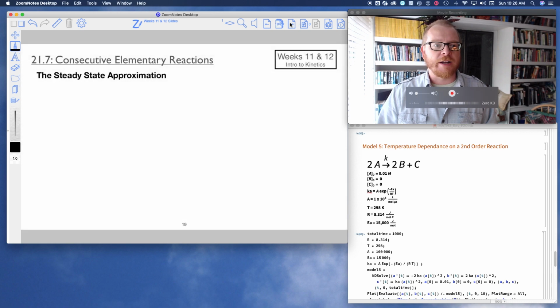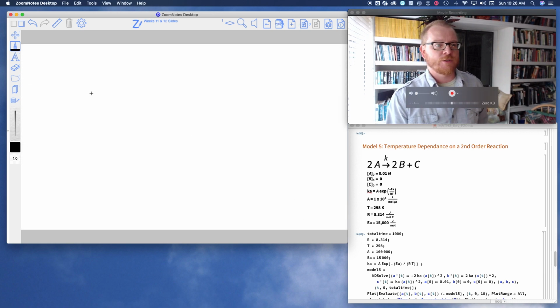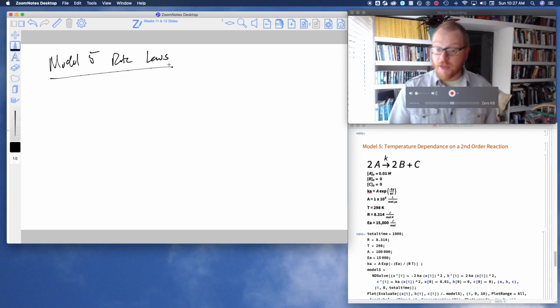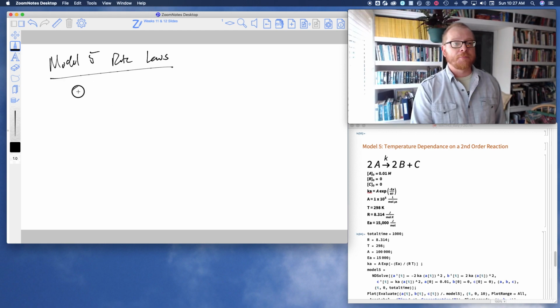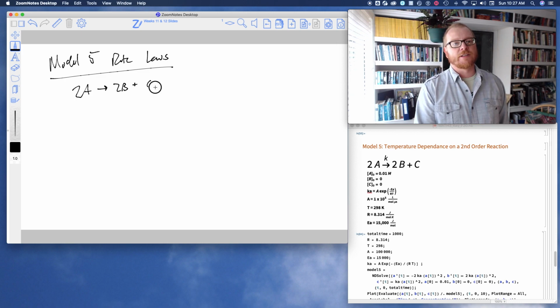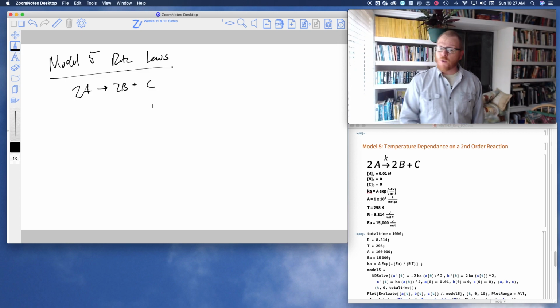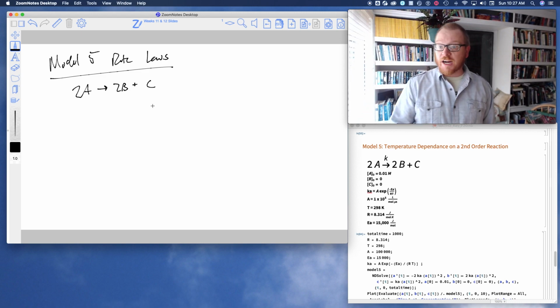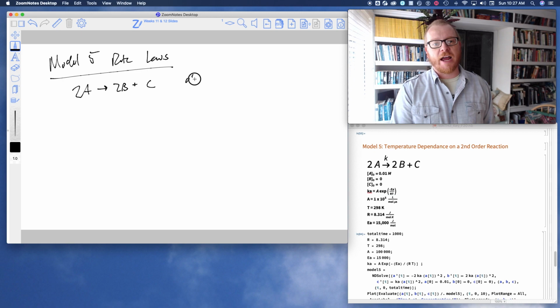So I'm going to do that on another piece of paper here. So we'll say Model 5, rate laws. Okay, so you notice that I've got it as 2A. I added some stoichiometry to this to make this a little bit more interesting. 2A goes to 2B plus C. And so here we're going to assume this is an elementary step, which I haven't talked about yet.